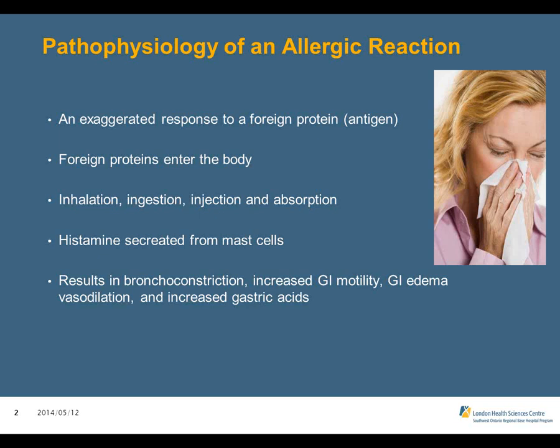When an allergic reaction occurs, histamine is secreted from mast cells. And histamine is responsible for bronchoconstriction, increased GI motility, and edema within the GI system. It can cause vasodilation and increased gastric acids. So as this histamine is released, you get that allergic reaction response, be it from urticaria to wheezing to hypotension.